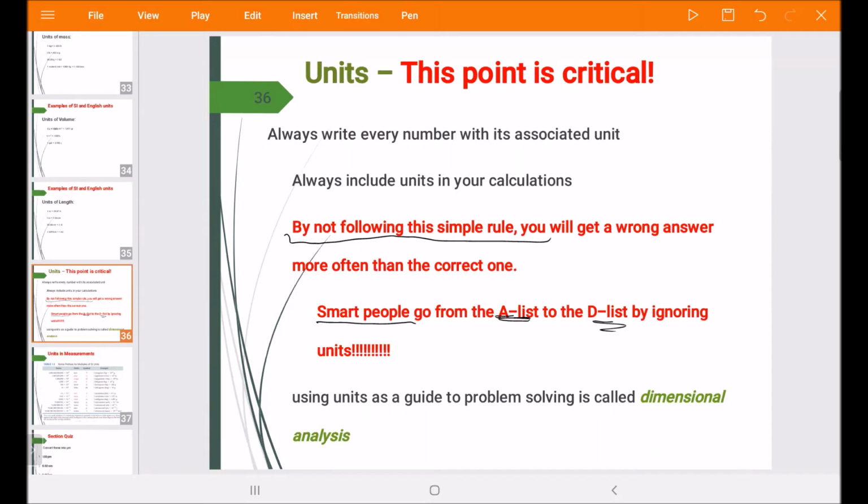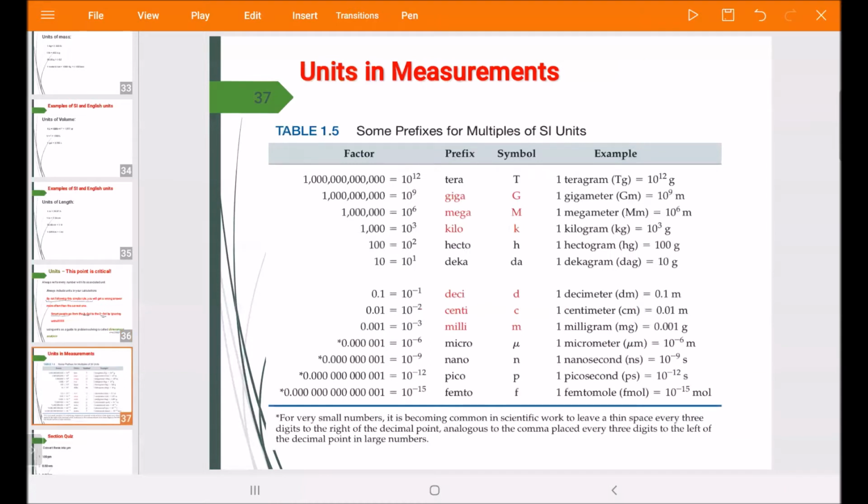Now, we'll see dimensional analysis to convert, for example, from one unit into another, from one prefix to another. I'll show you what this means. Now, here are some prefixes that you should remember.